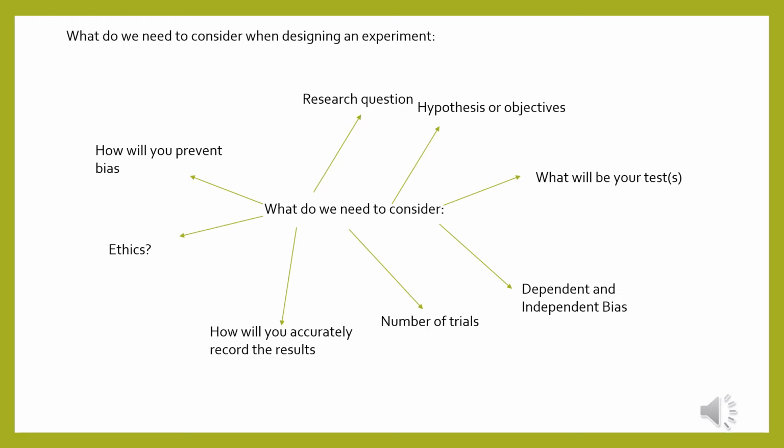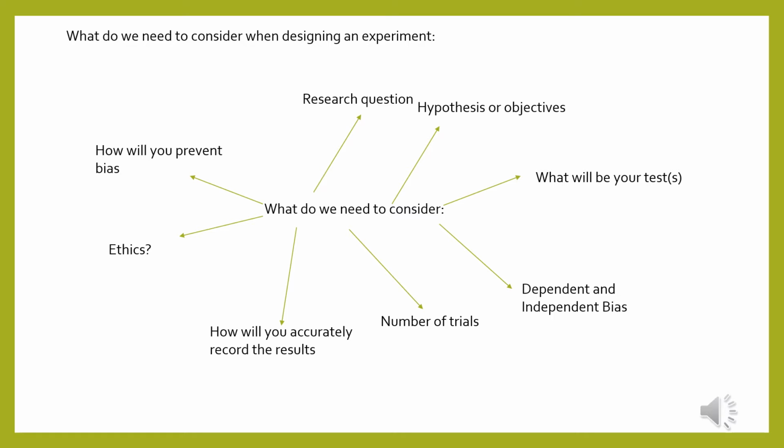So what are the factors that we need to consider when we're designing an experiment? Not just a psychology experiment, but other experiments. Well, you need to consider your research question, your hypothesis or objectives, or what you want to do, what your tests will be and the limitations of those tests and how you could work upon those or mitigate them. And within that, what your dependent and independent variables are going to be.